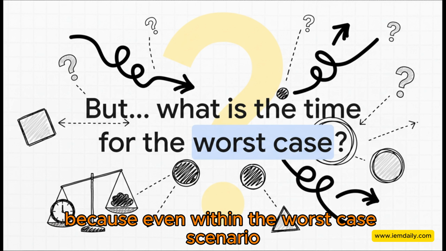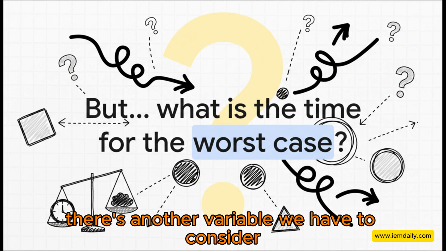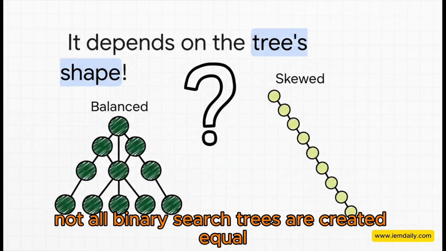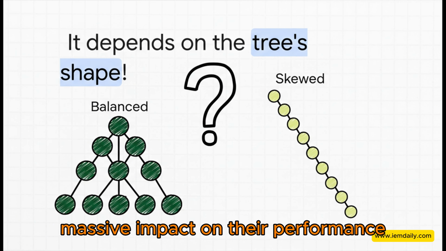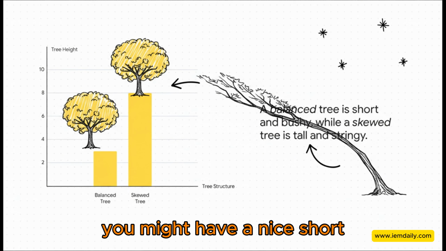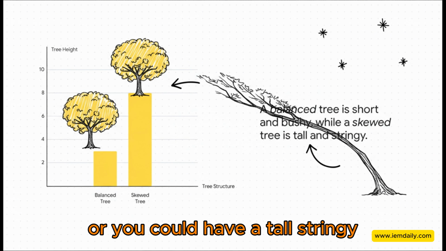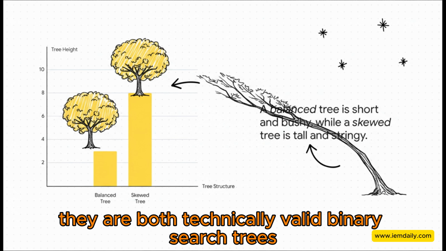Because even within the worst case scenario of looking for a leaf, there's another variable we have to consider. And that variable is the actual shape of the tree itself. You see, not all binary search trees are created equal. Their structure can have a massive, massive impact on their performance. A binary search tree can look two very different ways. You might have a nice, short, bushy tree, which we call balanced, or you could have a tall, stringy, lopsided tree, which we call skewed. And the wild thing is, they are both technically valid binary search trees.